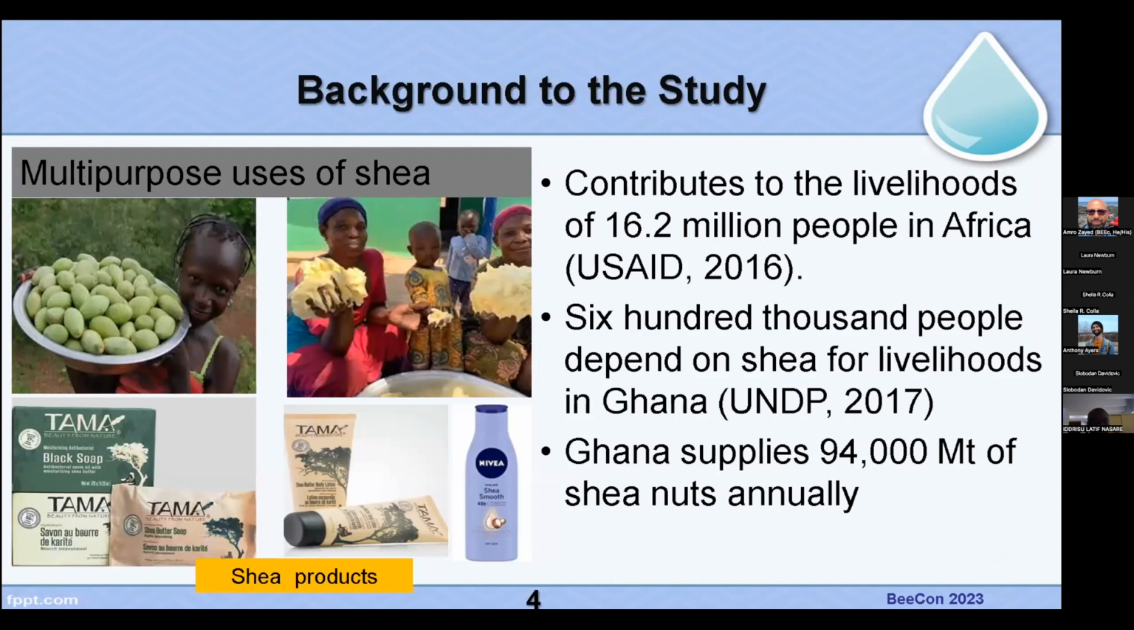It contributes to the livelihood of about 16.2 million people because the butter that is extracted from the shea kernel, known as the shea butter, is of industrial importance in cosmetics, pharmaceutical, and confectionery industries. Even the fruits are edible and contribute to food security in shea growing areas. Therefore, the sustainability of this plant is of essence to the continent of Africa.